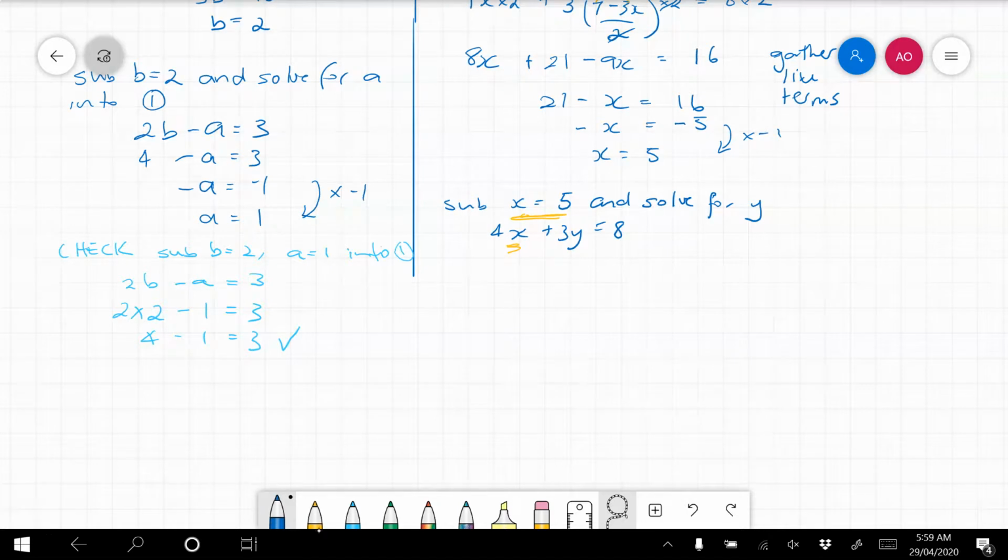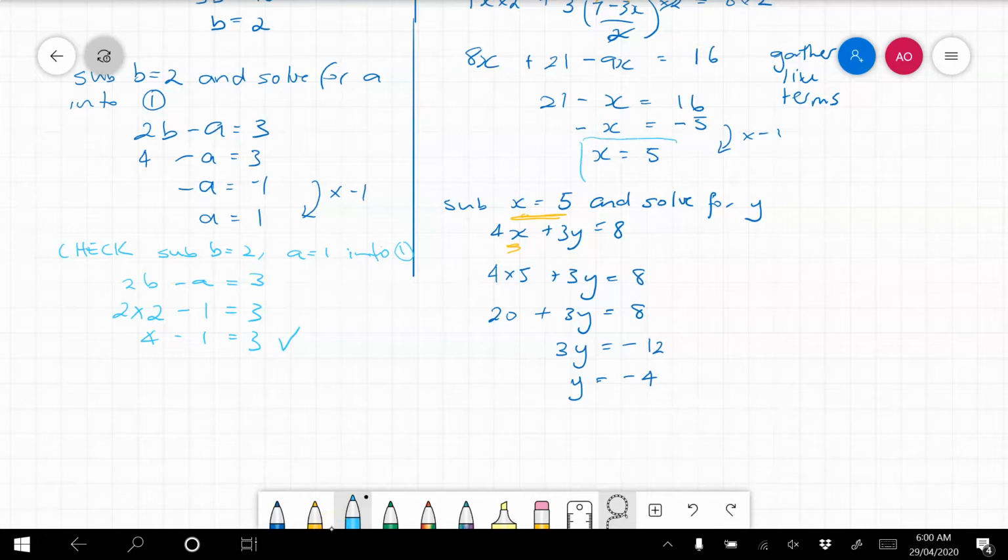So 4 lots of 5 plus 3y equals 8. 20 plus 3y equals 8. Subtract that and I'll end up with minus 12. And divide by 3 gives me negative 4. So I need to substitute those in and check. I had x is equal to 5 and y is equal to negative 4.